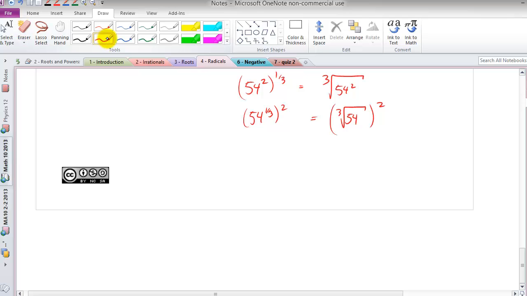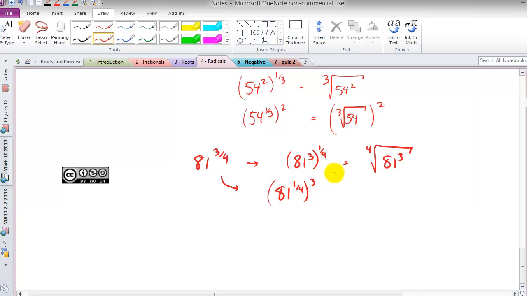let's try another one. Let's try 81 raised to the power of 3/4. So there are two different ways we could do this. We could say, first of all, we're going to take 81 and cube it, and then we'll take the 4th root of that, which would also be the same as going 81 cubed times 4th root. I think that's kind of hard. I think a better way to do that would be to try this first: 81 to the 1/4 raised to the 3rd.